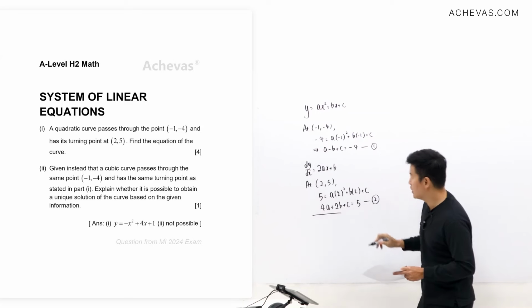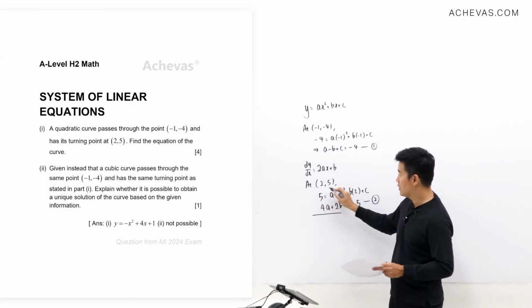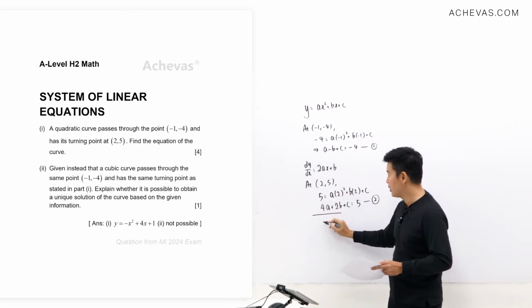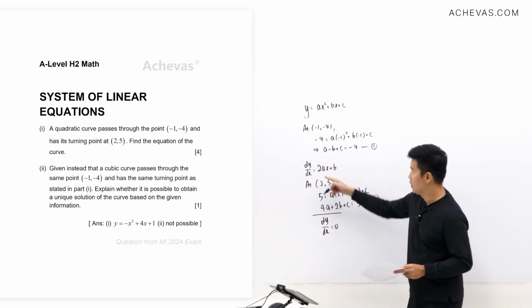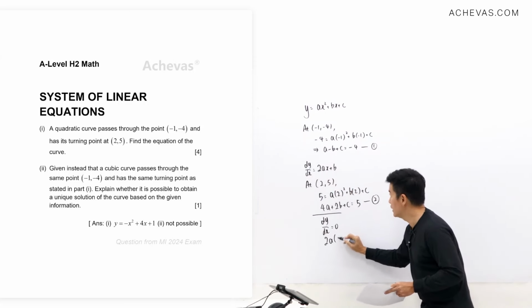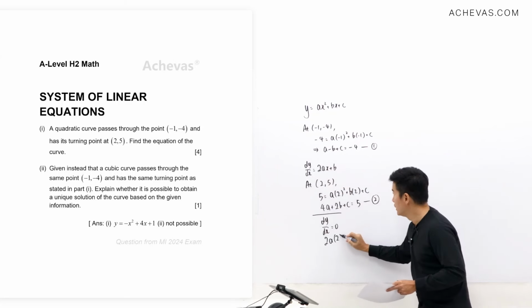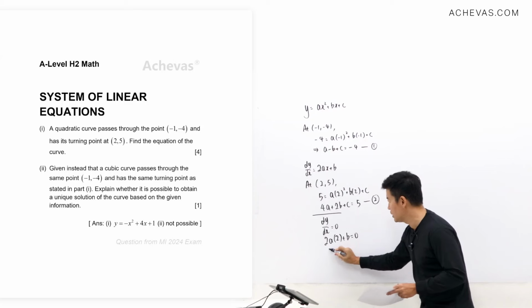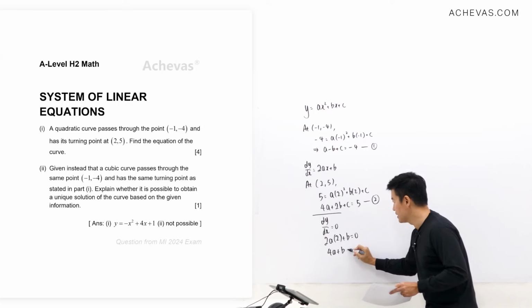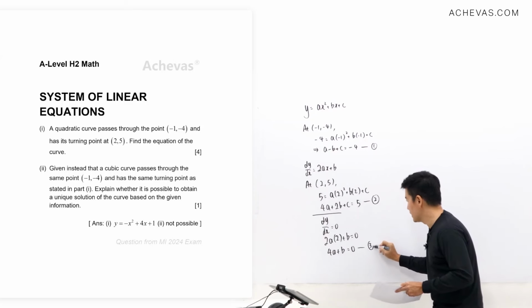And for the third equation, it will be making use of the fact that at this particular point, dy/dx is equal to 0. So we will have 2a times x, x is equal to 2, then plus b, this is equal to 0. This will give us our third equation, which is 4a plus b equals 0.